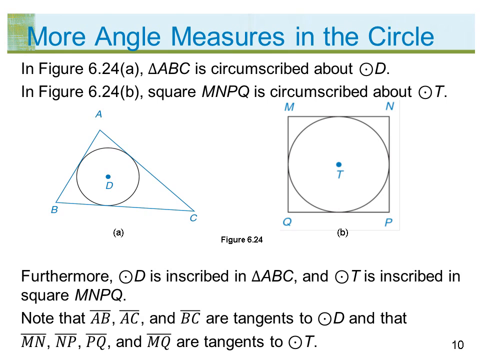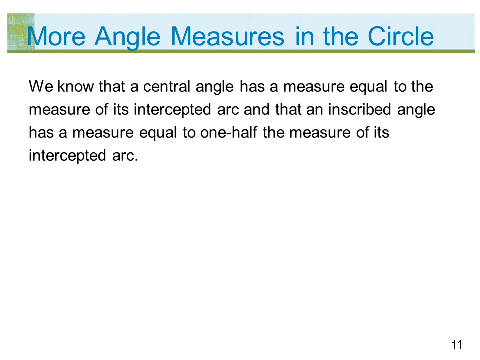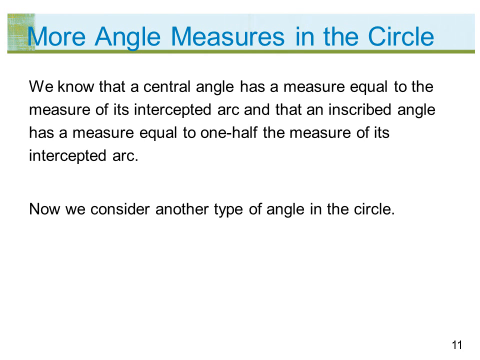Note that segment AB, segment AC, and segment BC are tangents to circle D, and that segment MN, segment NP, segment PQ, and segment MQ are tangents to circle T. We know that a central angle has a measure equal to the measure of its intercepted arc, and that an inscribed angle has a measure equal to 1/2 the measure of its intercepted arc. Now we consider another type of angle in the circle.